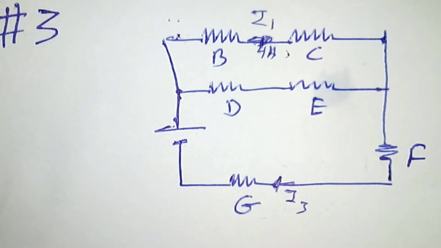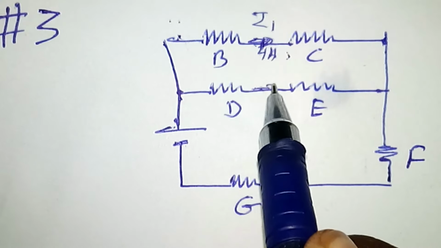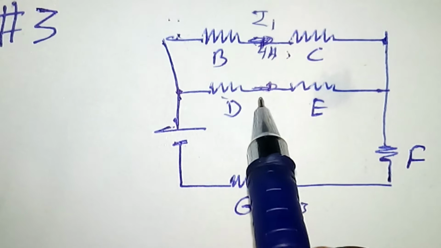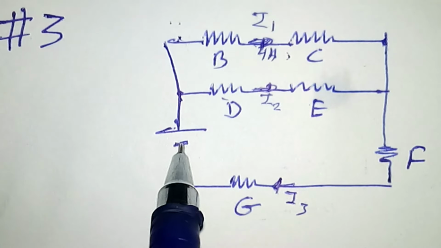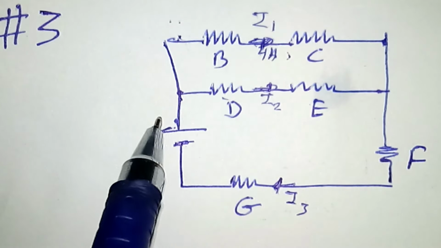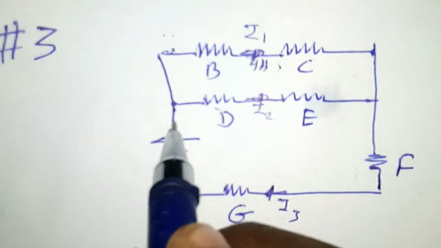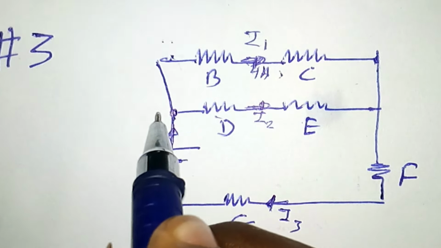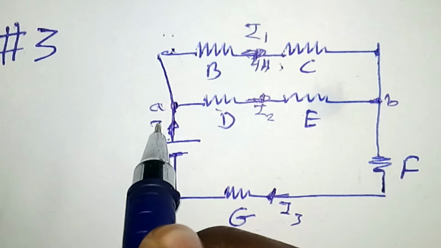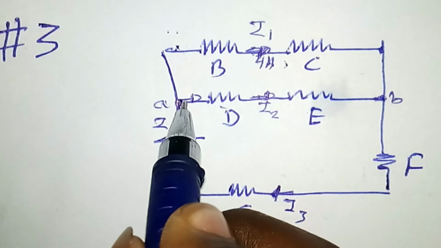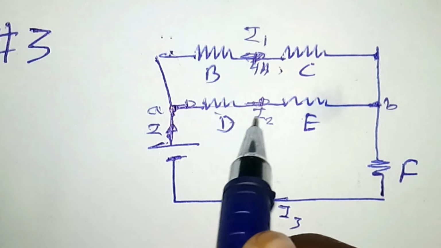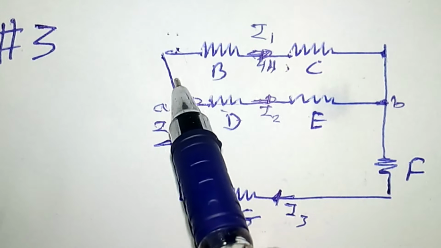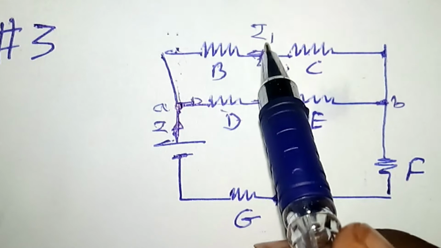It is unknown. But to find that, we have to know the current passing through resistors D and E also. Let me call this I2. This is the source of the potential difference, or the voltage source. So the total current from the source is divided at this point. Let me call this junction A, and this junction small b. At this junction, the current I is separated into two parts. One is I2 passing through resistors D and E, and the second one is the current passing through resistors B and C, which is I1.